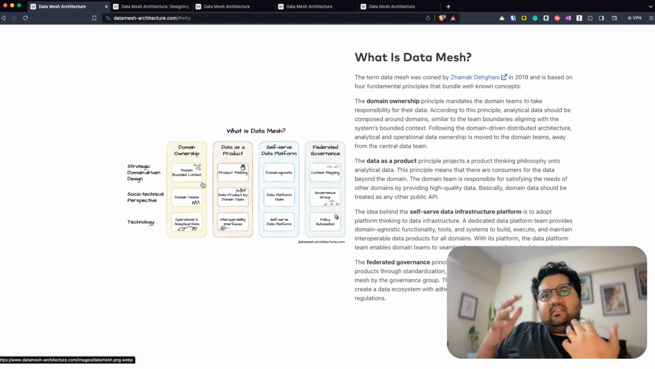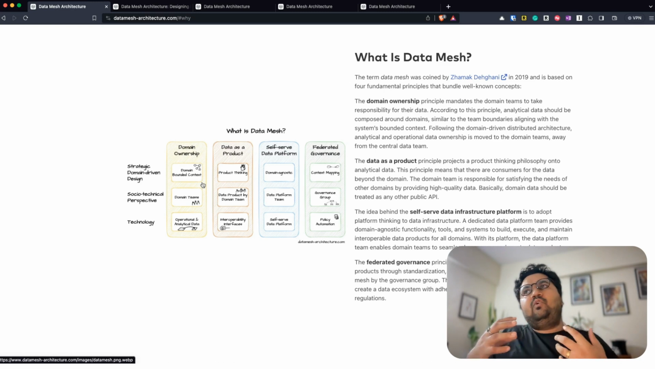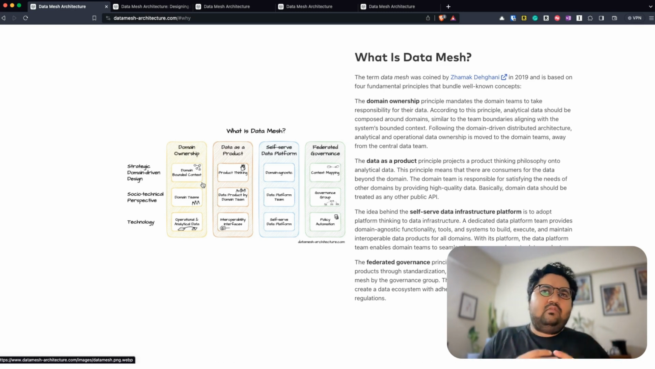And on top of this, you need to have some sort of governance, which is a very federated governance. The idea is, with this high degree of interoperability, you are still trying to achieve standardization, and you're promoting the whole idea of a decentralized setup, but there's still governance there. It doesn't mean that there's no governance. So you would want to have a governance group, context mapping, schema adherence, and policy automation. These can be enabled by different tools as well, but this is what the principle talks about.